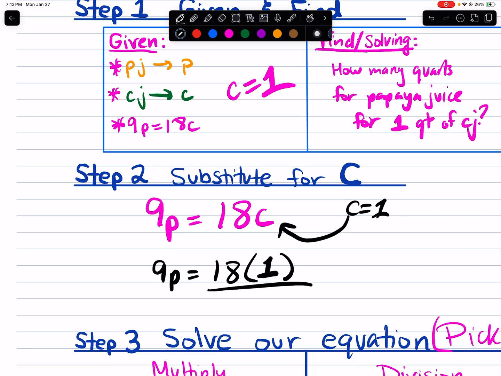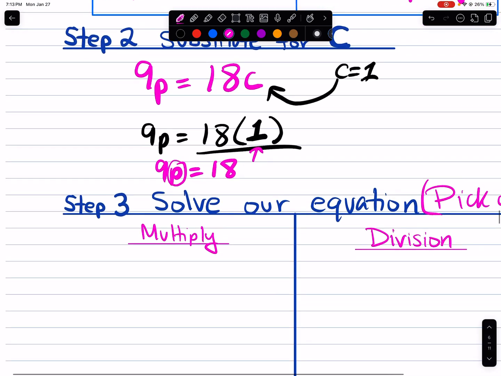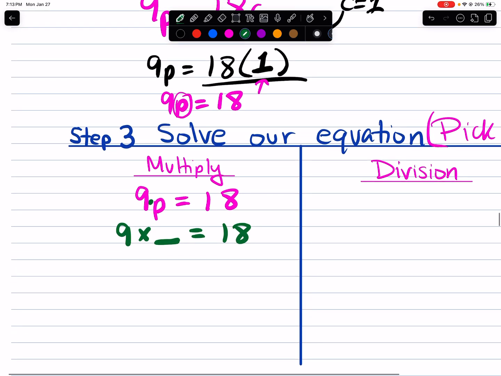That means I can multiply these. So 9P is equal to 18. Awesome. Now we can solve. Because we got rid of the C, now we can solve for how much papaya juice we need when C was 1. So let's find out. I'll do both, whatever you prefer. Okay, so now, there's an invisible multiplication in the middle, so 9 times what number is going to equal 18? That's the papaya juice.